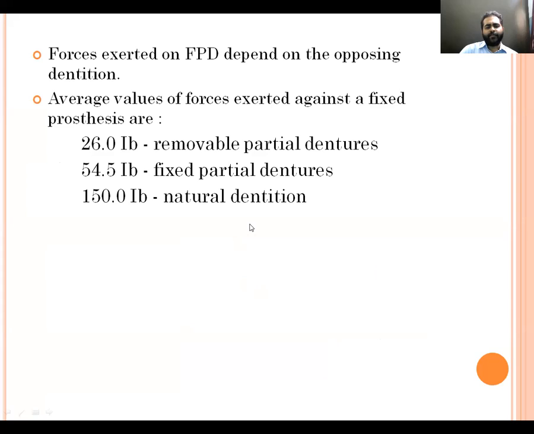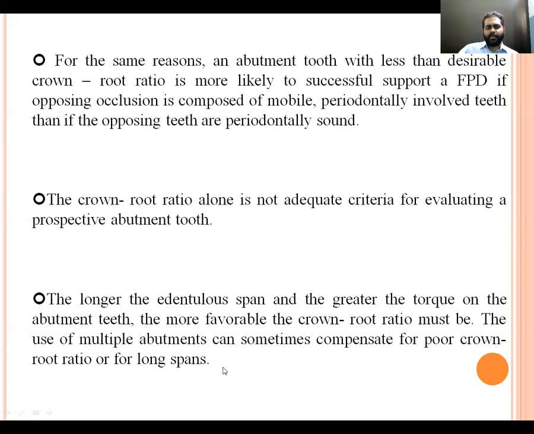So basically there are average forces which can be exerted by fixed prostheses, and these are the forces given in this slide. You can see the removable partial dentures have the least amount of force, around 26 pounds, and the FPDs have relatively less stress when compared to the natural dentition, that is around 54.5 pounds. The natural dentition has more stress, around 150 pounds in your mouth.